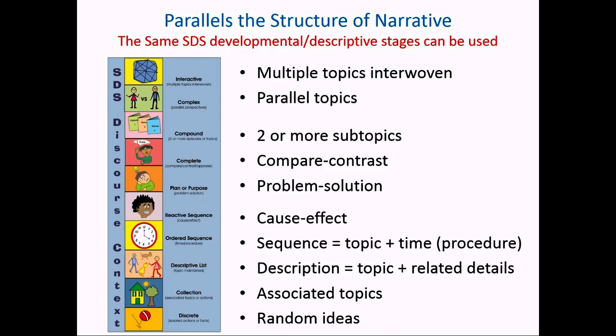A compound has two or more episodes. Parallel has two different kinds of topics developing next to each other. And interactive has the interwoven topic. So it's the same whether you're talking about narrative or whether you're talking about expository text.